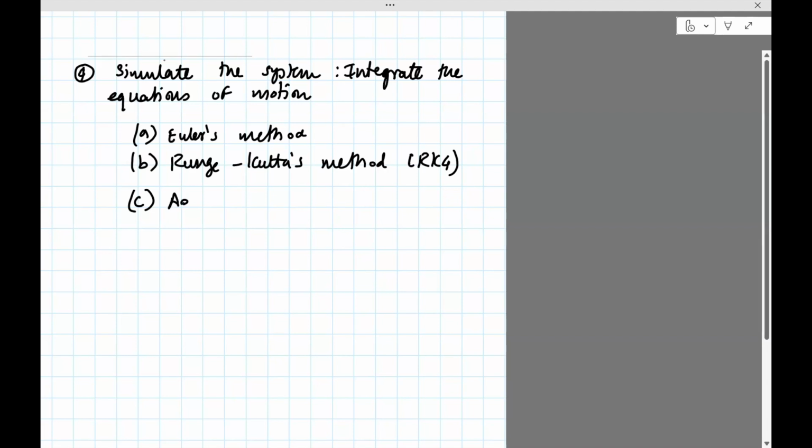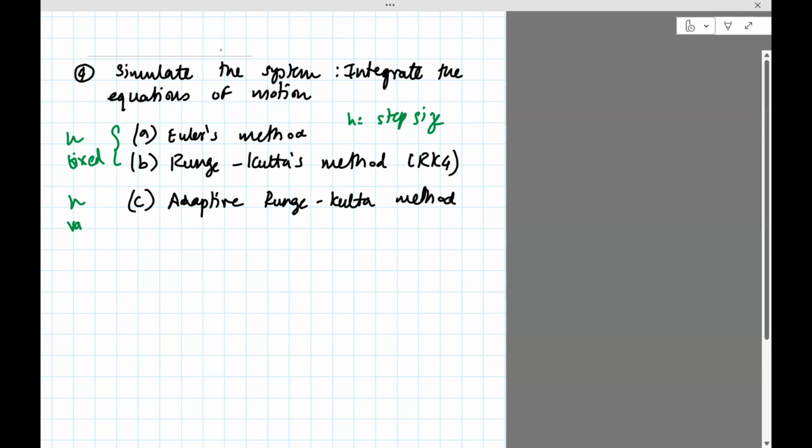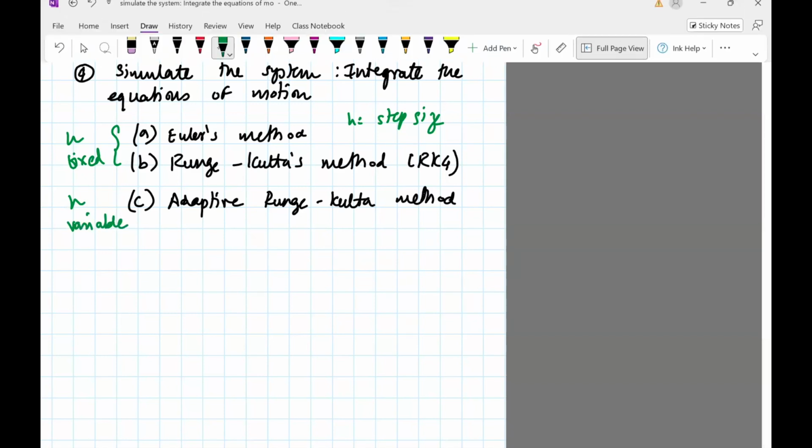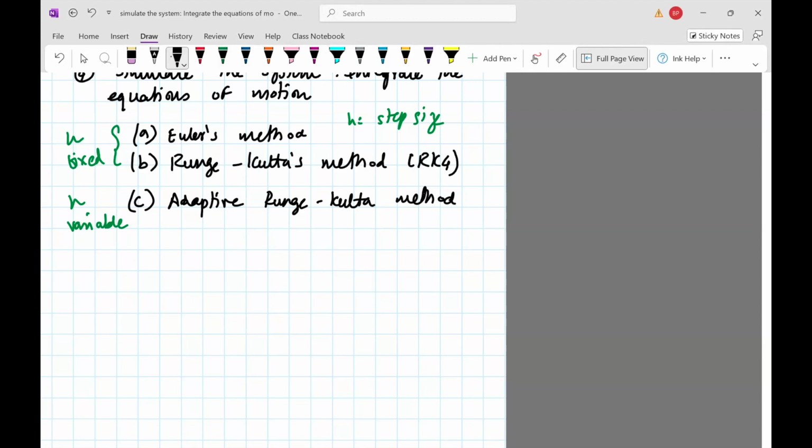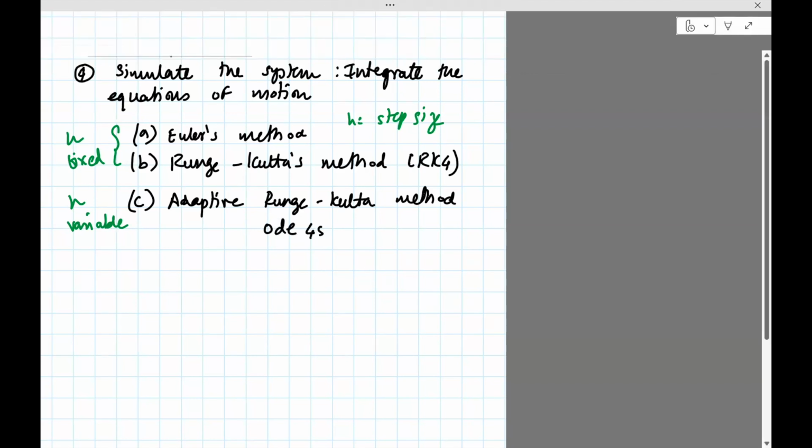This is known as the adaptive Runge-Kutta method. Okay, so this is an adaptive method. So the difference is the h, being the step size, is fixed. In the adaptive one, h is a variable. The one which is most famous is in MATLAB, you might have seen this ODE45. ODE45 is adaptive Runge-Kutta of order 4, and the correction is of order 5.